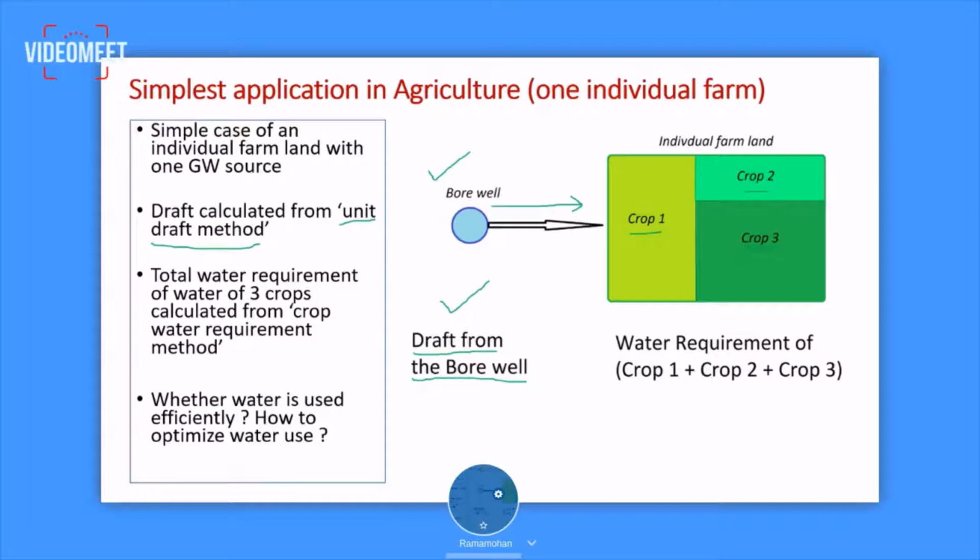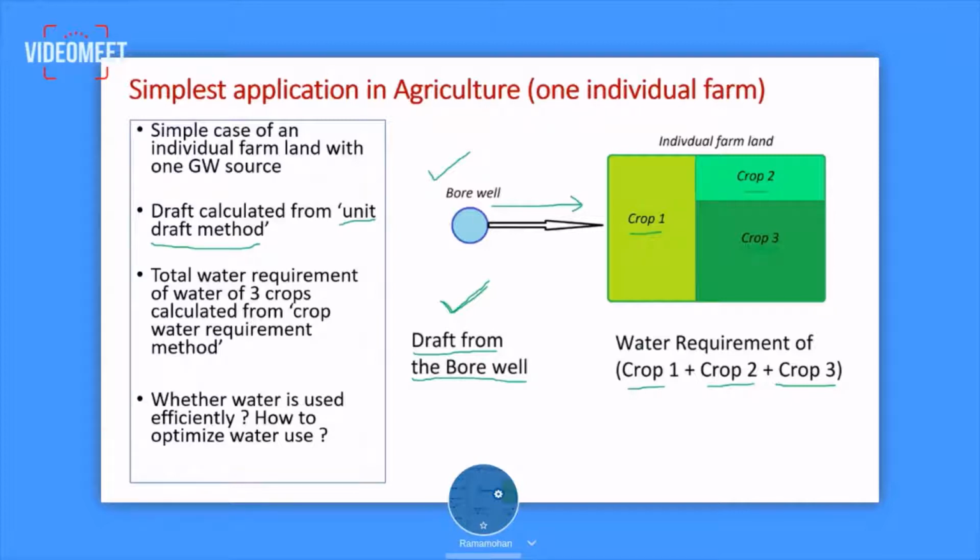And then on the right hand side, because we already know that these crops have a certain water requirement, if you apply the crop water requirement method and calculate the water consumption by these crops, that's exactly what we did in the water budgeting tool. We calculated the draft from the borewell using the unit draft method. We also calculated the extraction using the cropping pattern method.